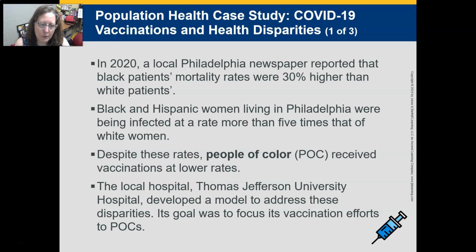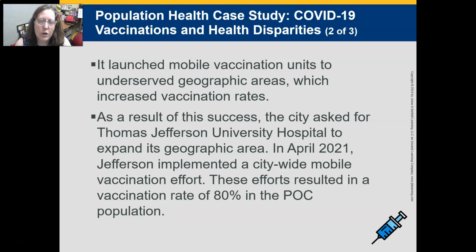So the local hospital, the Thomas Jefferson University Hospital, developed a model to address these disparities. Its goal was to focus its vaccination efforts on people of color. It launched mobile vaccination units to underserved geographic areas, which then increased vaccination rates. So sometimes people don't do it simply because they don't have access to it. It's not nearby, it's not convenient, right?